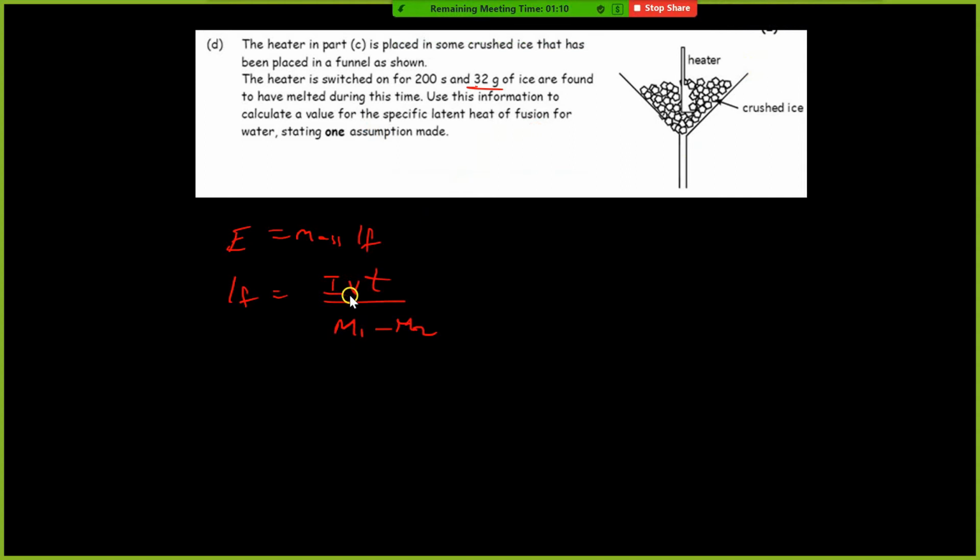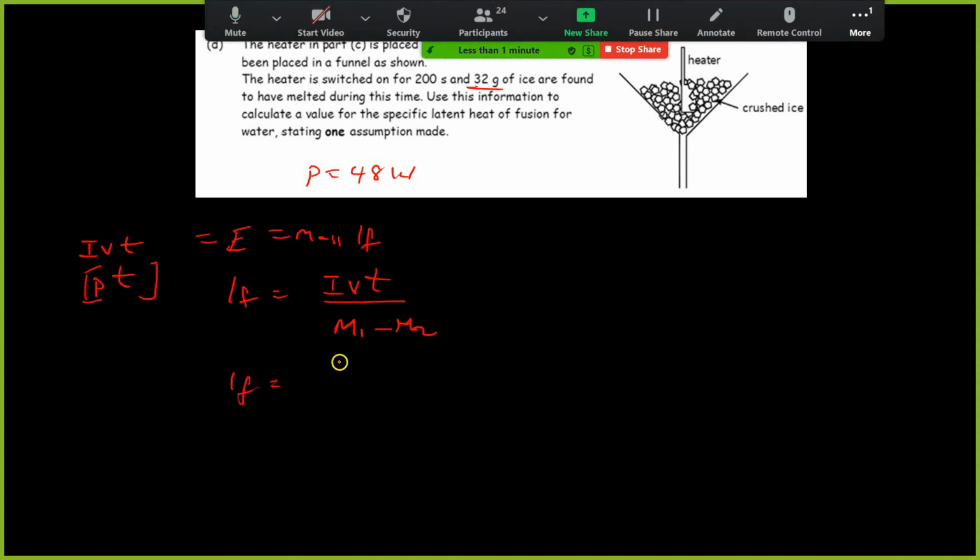So what I was trying to get at, guys, was that the energy E is really equal to I times V times T, where the energy is really equal to the power times the time. The question said that we're using the same heater. If we're using the same heater, it means it's going to have the same power, and they gave us the power already: P is equal to 48 watts. So what we're going to do now is replace IV with power, times T, divided by our change in mass.